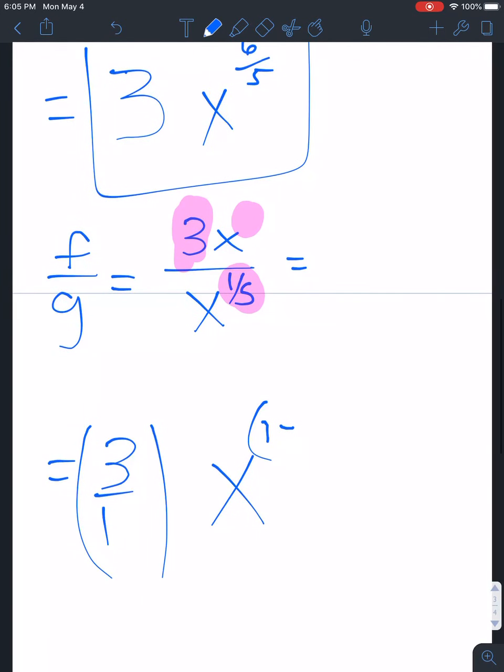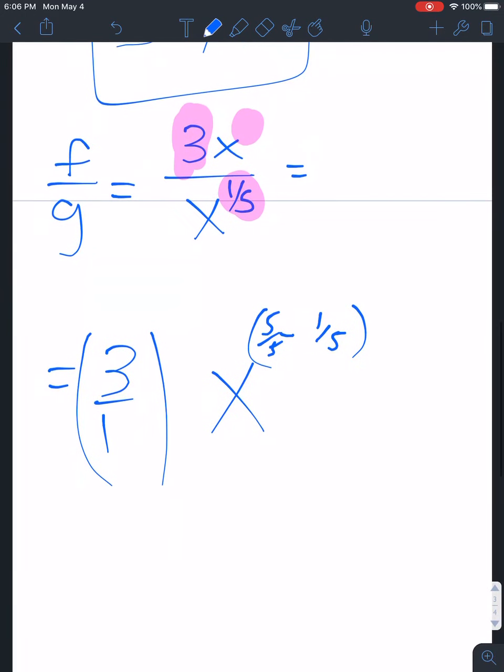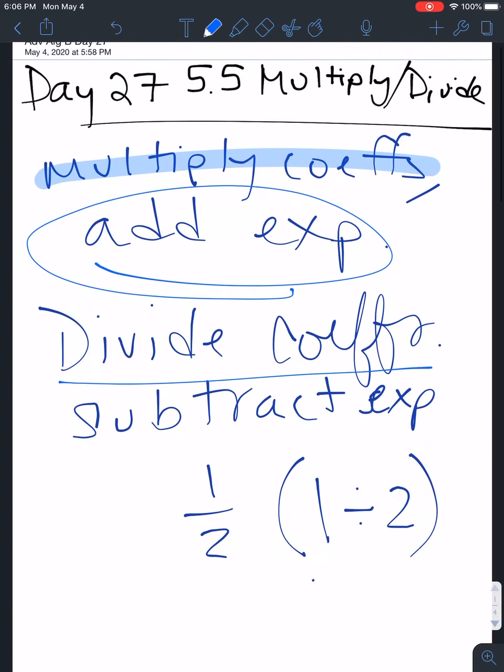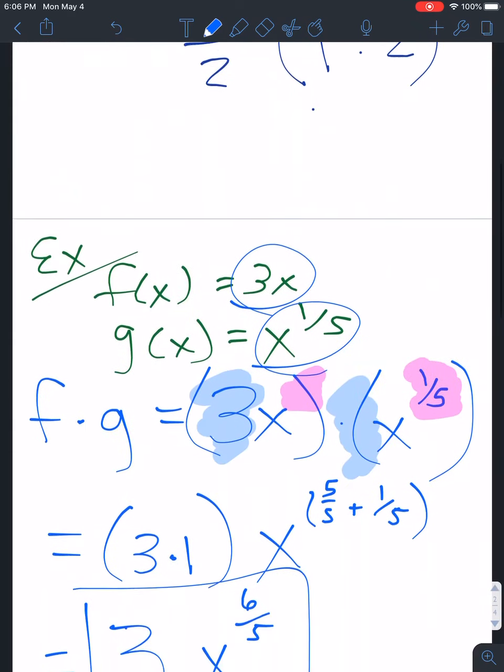So I can rewrite this, instead of 3x over x to the 1/5, as 3 over 1 times x to the 1 minus 1/5. And just like I did last time, I'll replace this 1 with a 5/5, and you get 3 times x to the 4/5. All right, because remember, this is a minus sign. All right, and that's f divided by g. So you follow those same steps from multiplying and dividing polynomials. You follow those same steps when multiplying and dividing functions.